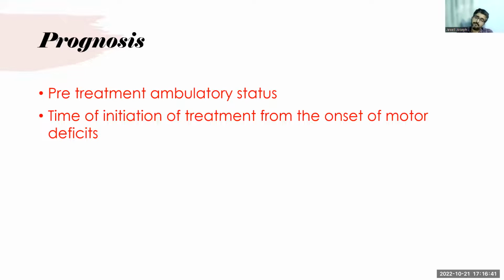Again, another most important prognostic factor is the time of initiation of treatment from the onset of motor deficits. Ideally, it should be as soon as possible, minimum before 48 hours. After 48 hours of development of neurological deficit, it is very difficult to reverse it. So this is why back pain in a malignancy patient should be taken very seriously, because it can be a sign of malignant spinal cord compression, which occurs much before the development of neurological symptoms.